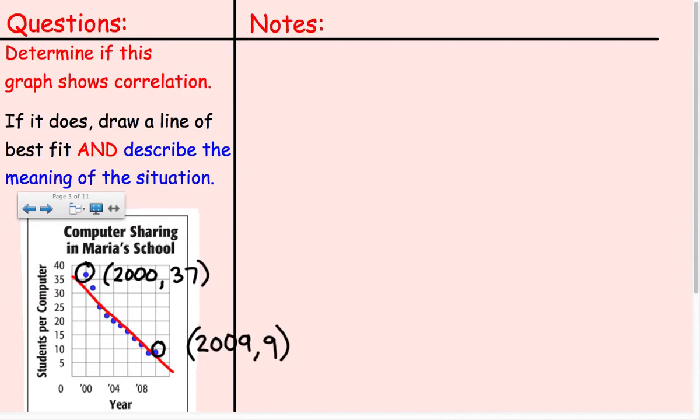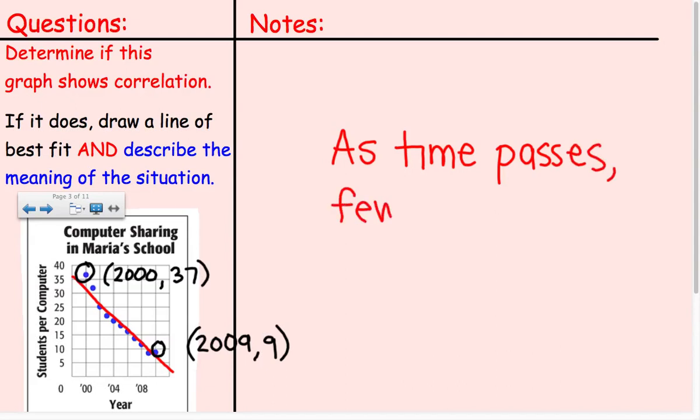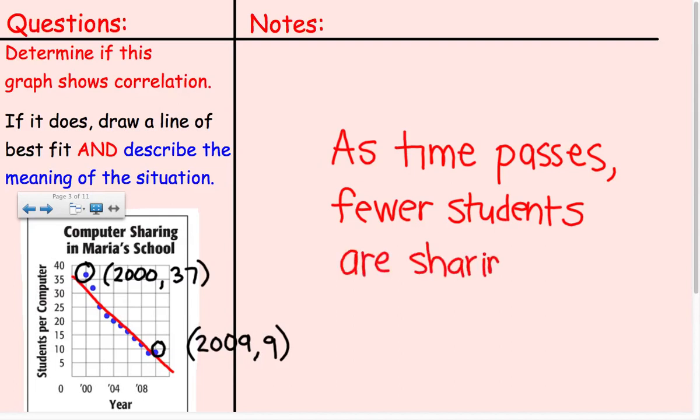So we will say, as time passes, fewer students are sharing a computer. So I'm going to assume that that means that this school is getting more computers as the years go on, as we use technology more and more in school, and then fewer students have to share those computers because there's more of them.